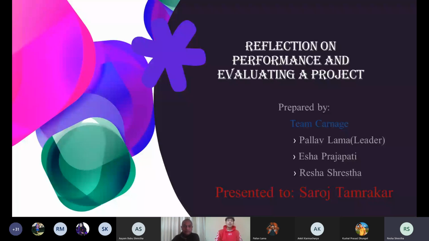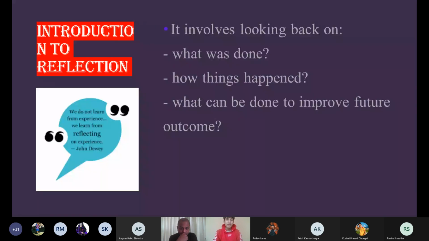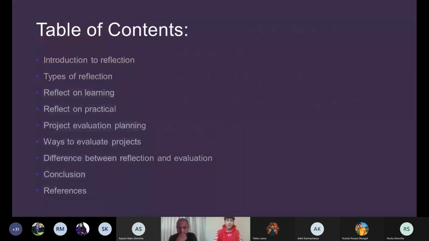We are here to give you a quick presentation on reflection on performance and evaluating a project. As you might find these two topics similar, we are also going to clarify the differences between them. Here is the table of contents. So let's start. Firstly, let's talk about reflection.